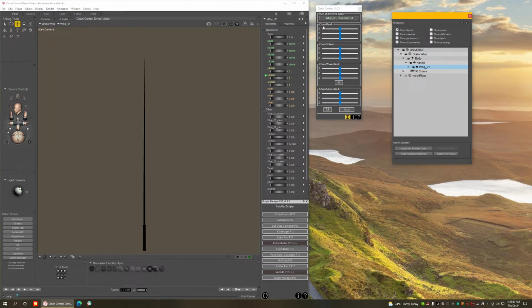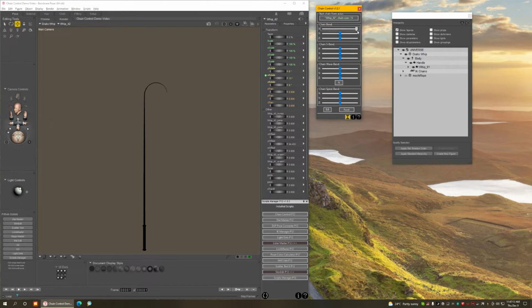So I am now at chain 42, and if I start chain bending, take a look at what happens. Starting from segment 42, which is that one, bending does what you more or less expect. It's bending the chain, but only from that point on. It only affects these many bones, like 13 from segment 42.